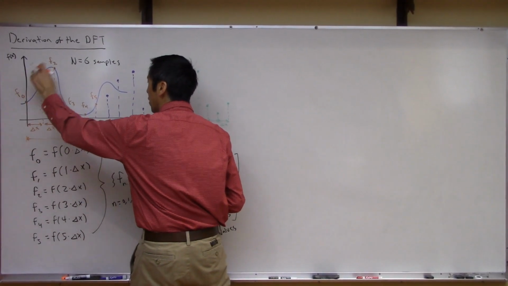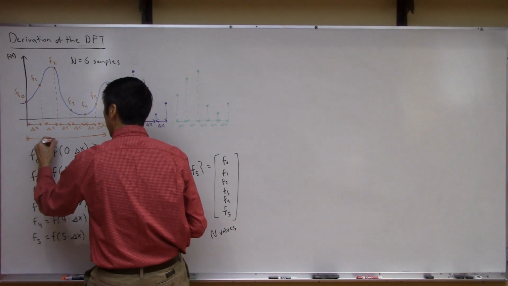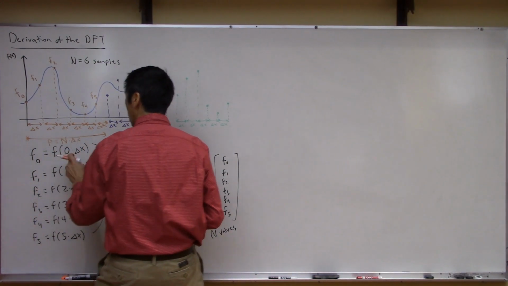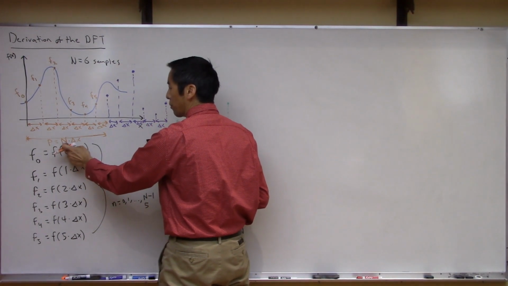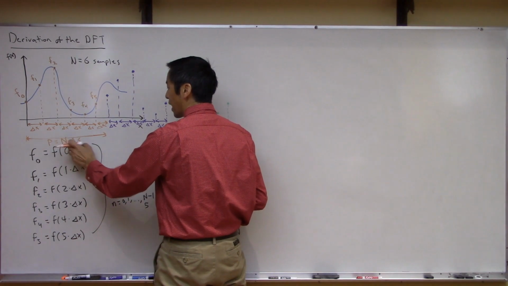So the period of this sequence looks like this, which if you look at this long enough, this period, it's just nothing more than n times delta x. So just don't be off by 1, right? Make sure it's n times delta x. I've seen some people put n minus 1, but it's actually n, right?